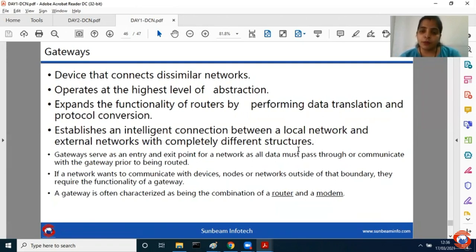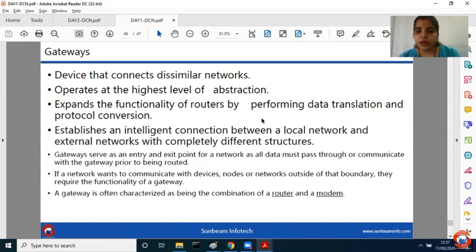It is because in between, I have something called gateways. So what are gateways? They are the devices that connect dissimilar networks. Obviously, everyone in the whole world cannot have the same kind of network. Everyone has a dissimilar kind of network, but still we are able to connect with each other. It is because gateways come in. They operate at the highest level of abstraction. We do not know how gateways work internally, but they are the devices which help us connect the local network to the external network.